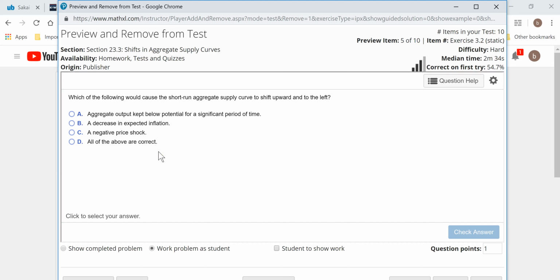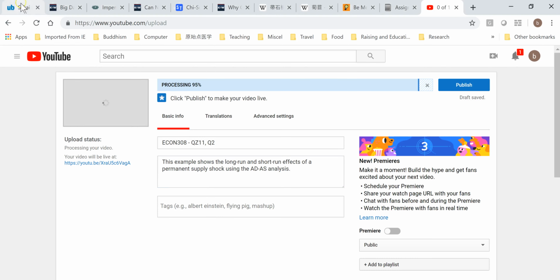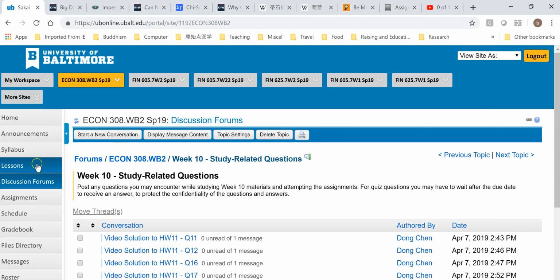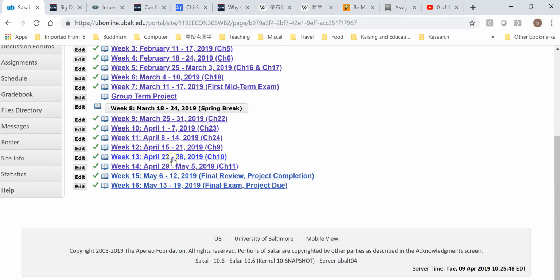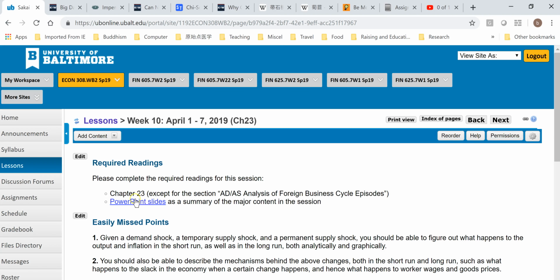This is question number 5 of quiz 11. Which of the following would cause the short-run aggregate supply curve to shift upward and to the left? So if you go to our course website, lessons, pull out my lecture slides. This is chapter week 10, chapter 23, PowerPoint lecture slides.